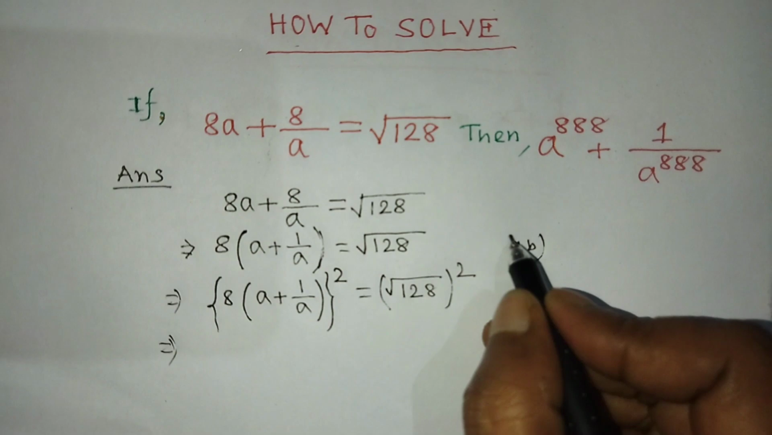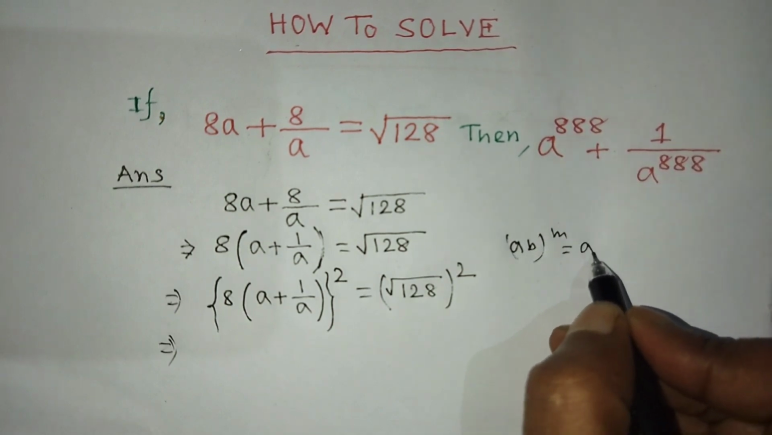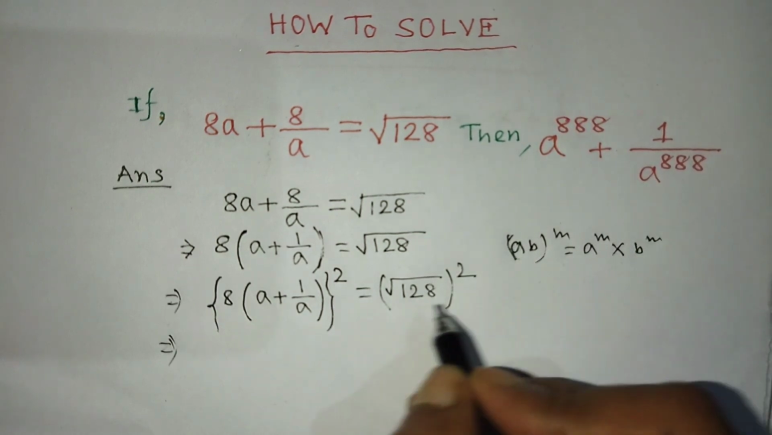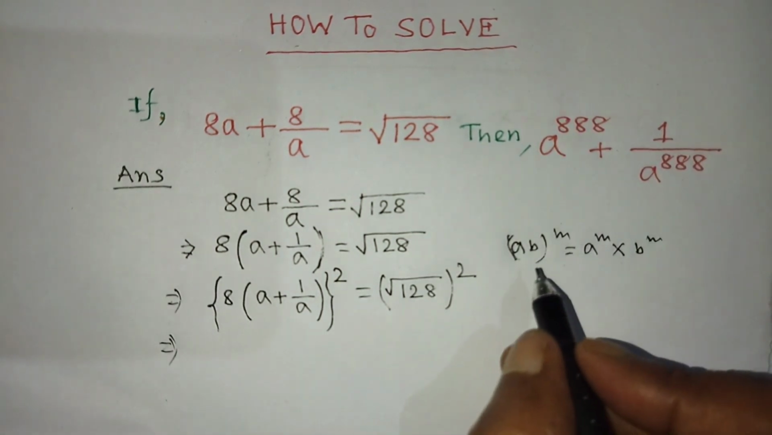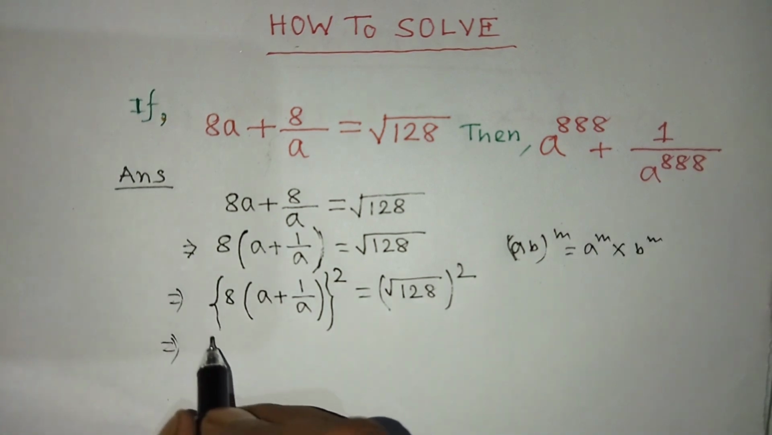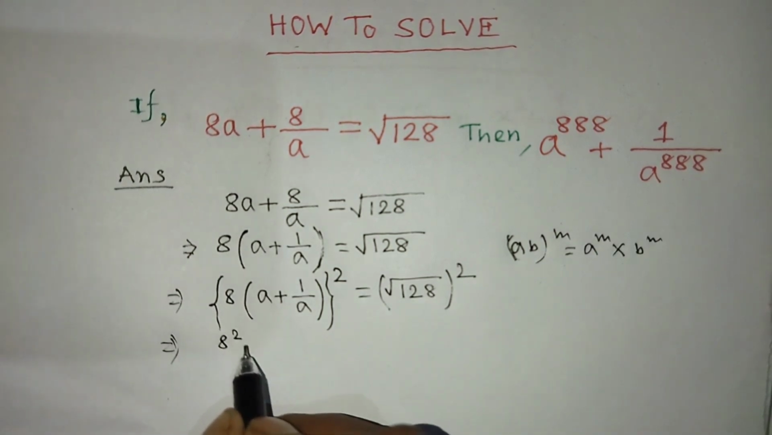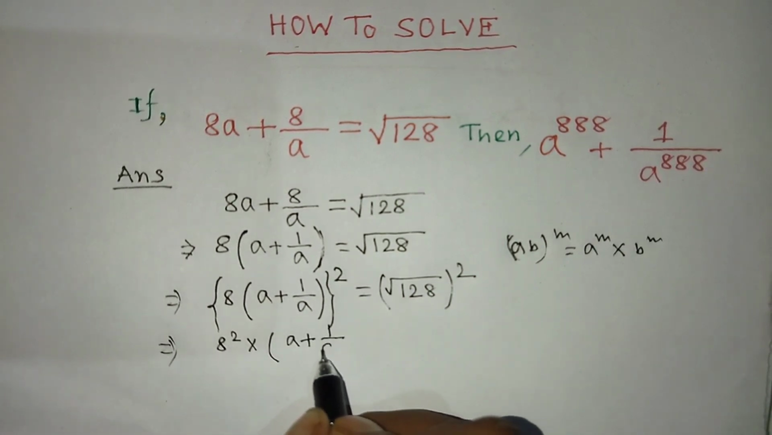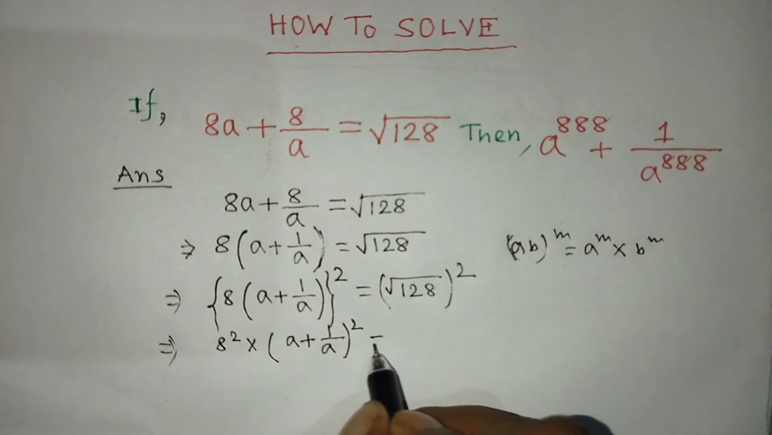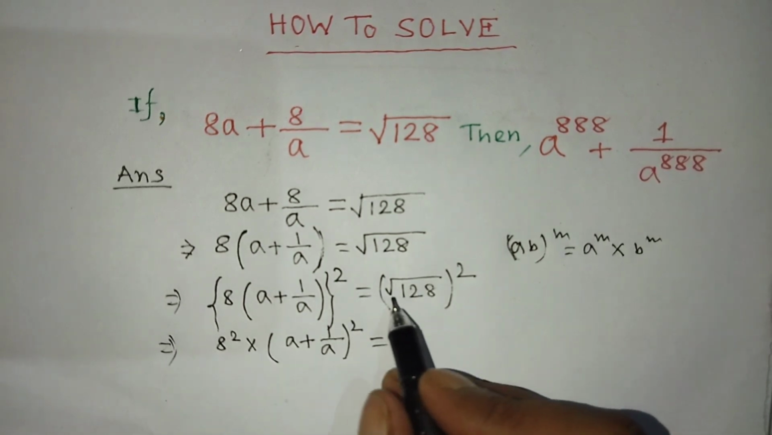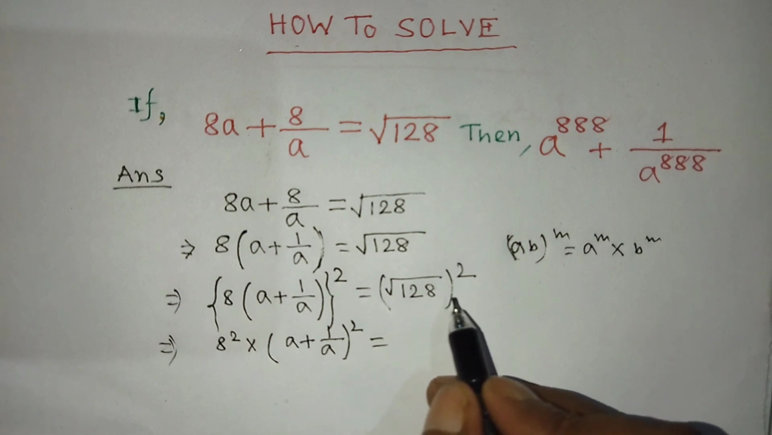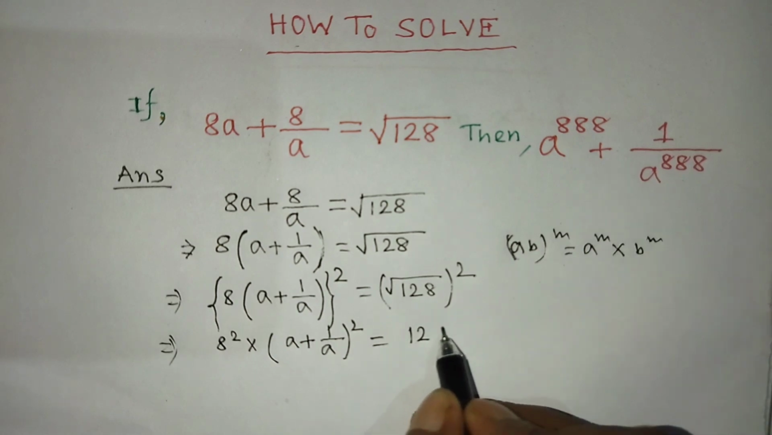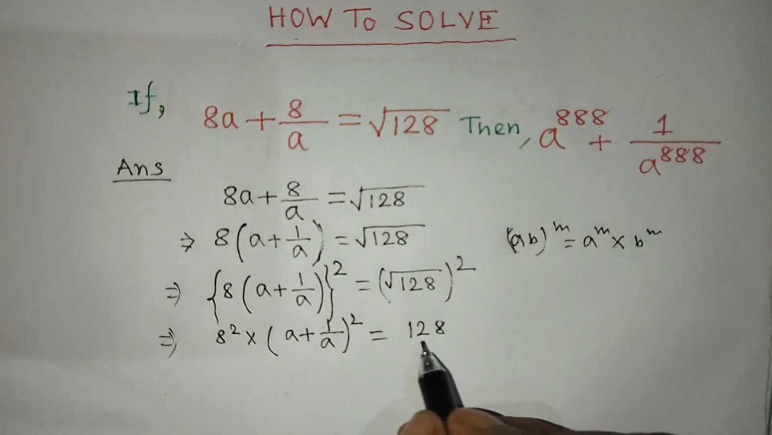After that we have to apply the formula: ab whole to the power m means a to the power m into b to the power m. We apply this formula on the left hand side. So we write here 8 square into a plus 1 by a whole to the power 2 is equal to, the square of root over 128 means we write here 128. So on the right hand side we write 128.